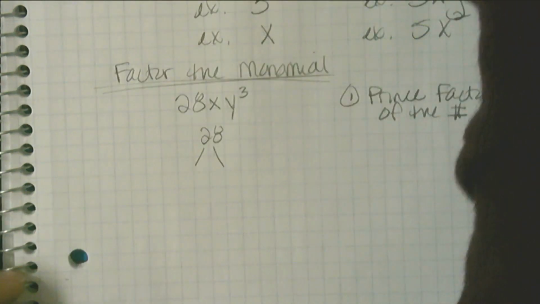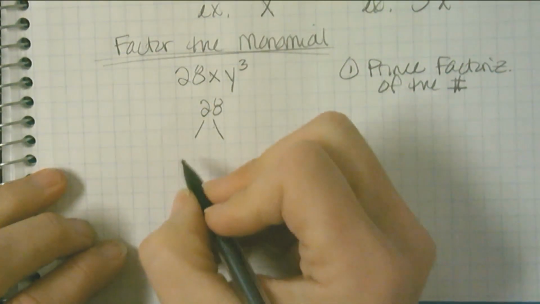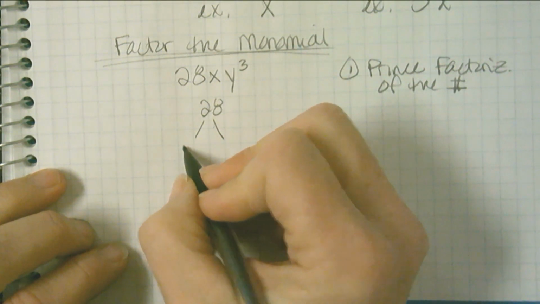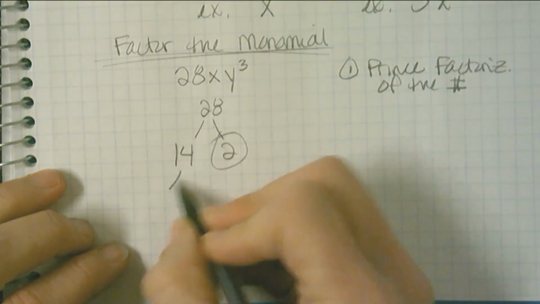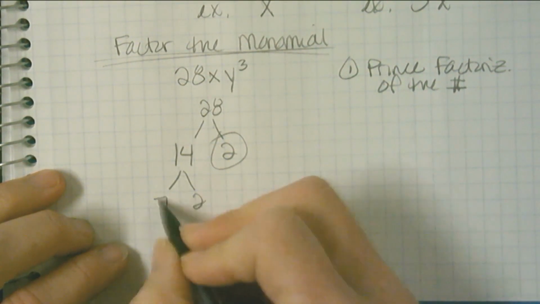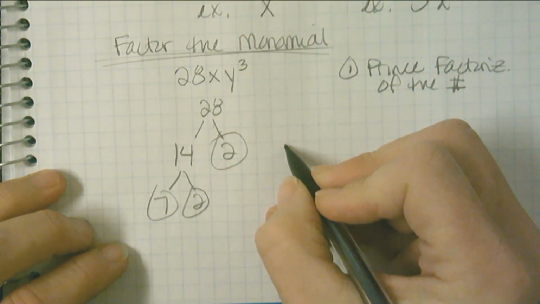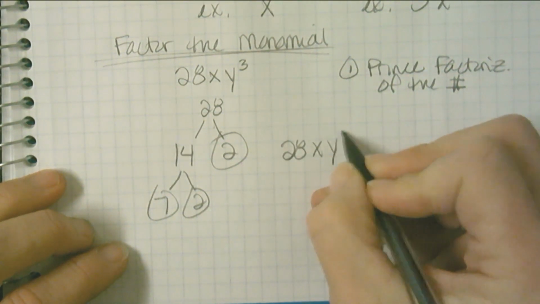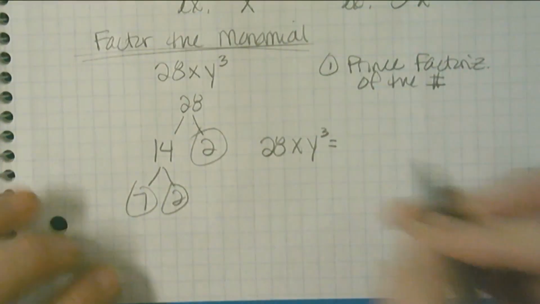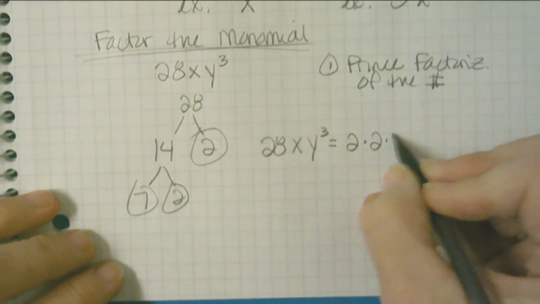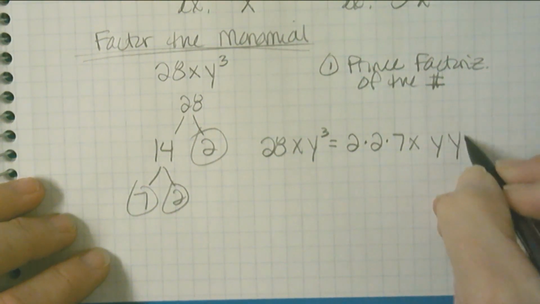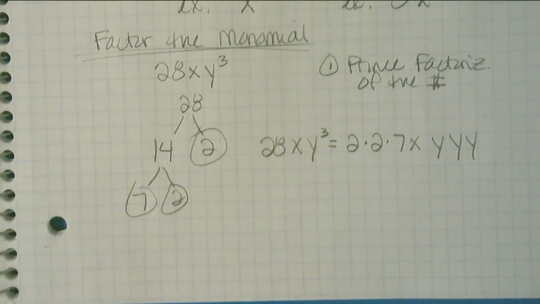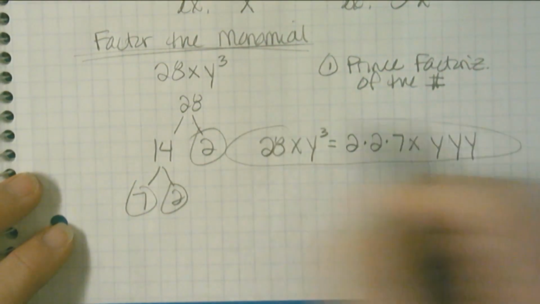Somebody do this prime factorization for me. Go ahead, Patrick. Excellent. 2 is prime. Keep going. Excellent. So I have 28xy cubed is equal to 2 times 2 times 7 times x times y times y times y.